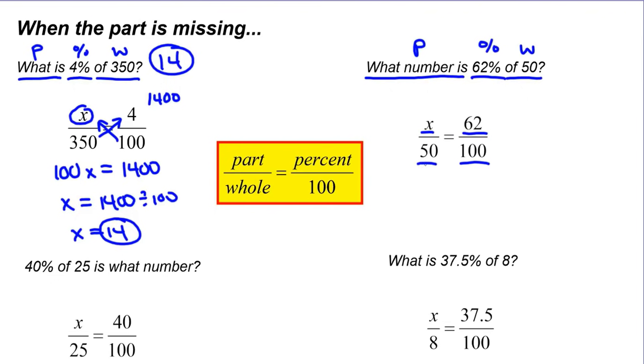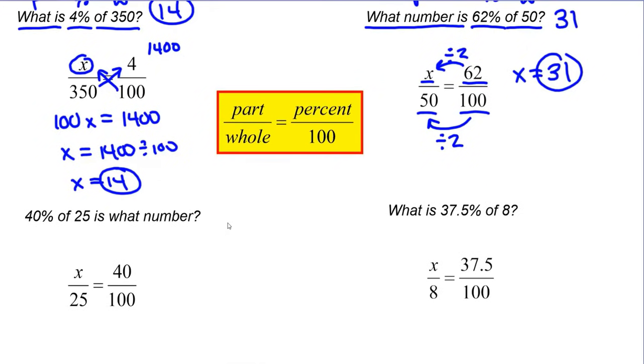So here I'm going to use a horizontal strategy because there's a nice relationship here. 100 divided by 2 is 50. So in the numerator, 62 divided by 2 should tell me what x is, and 62 divided by 2 is 31. So x equals 31. So what number is 62% of 50? 31. 31 is 62% of 50.